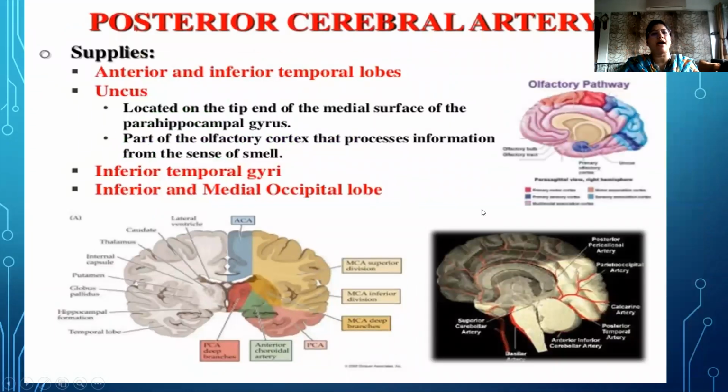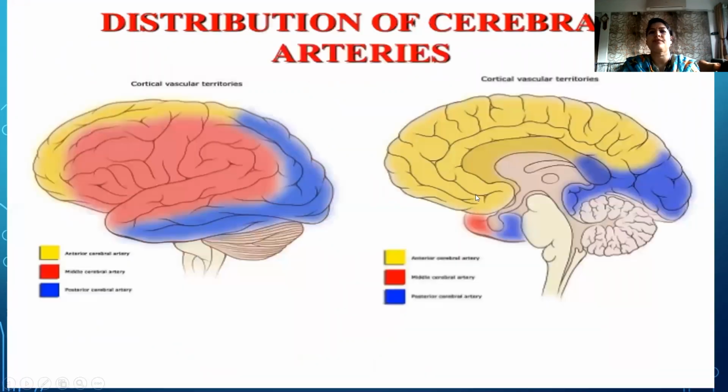The posterior cerebral arteries supply the anterior and the inferior temporal lobes. They supply the uncus, which is located at the medial surface of the parahippocampal gyrus, part of the olfactory cortex, and processes information from the sense of smell. They also supply the inferior temporal gyri and the inferior middle occipital lobe. So in the figure, you can see this carefully.